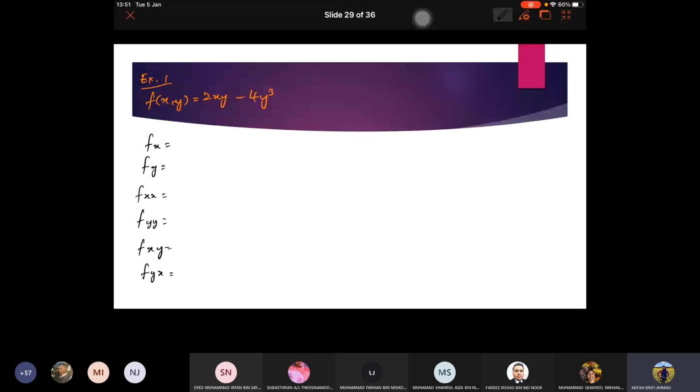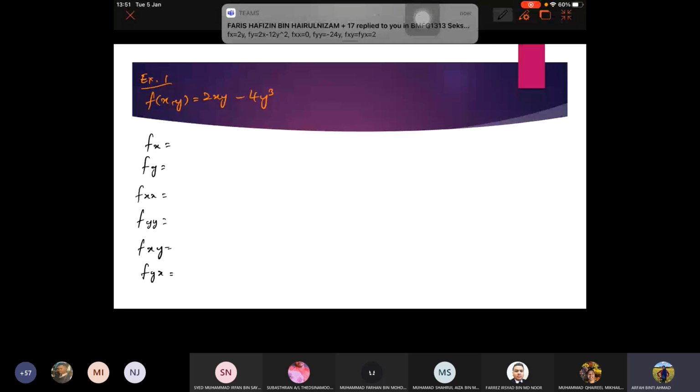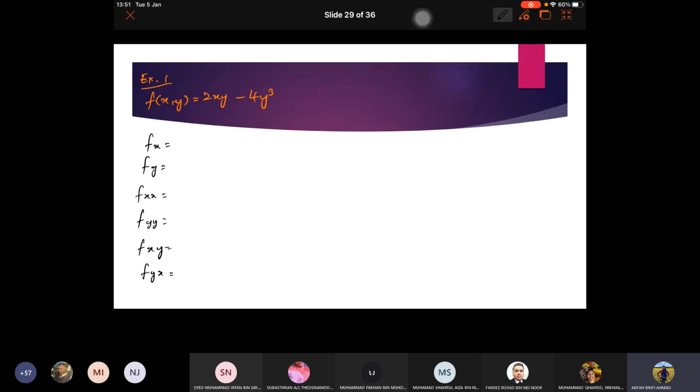Okay, fx equals how much? Differentiate with respect to x, so you will assume y as a constant. So the answer from Faris Hafizin is 2y, 2x minus 12y. Yes, correct. Okay. 2y, correct. Fy, assume x as a constant, you will get 2y minus 12y kuasa 3.